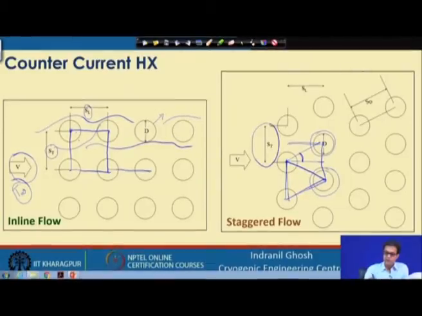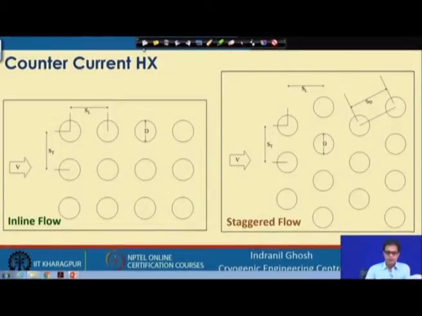So we have the transverse pitch and the longitudinal pitch, which is the center line distance between two consecutive tubes in the flow direction. We also have another length, the diagonal length S D, which is important in the staggered flow configuration.